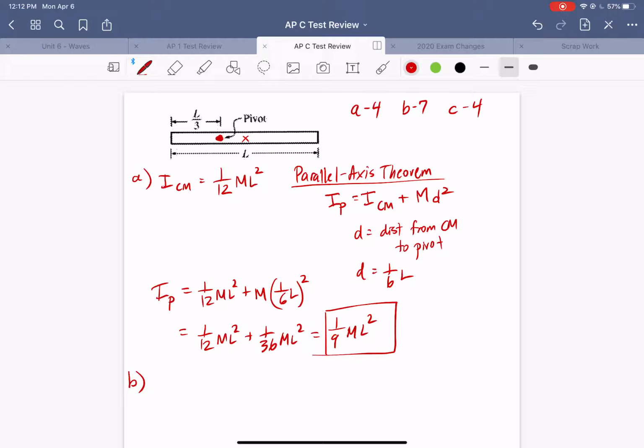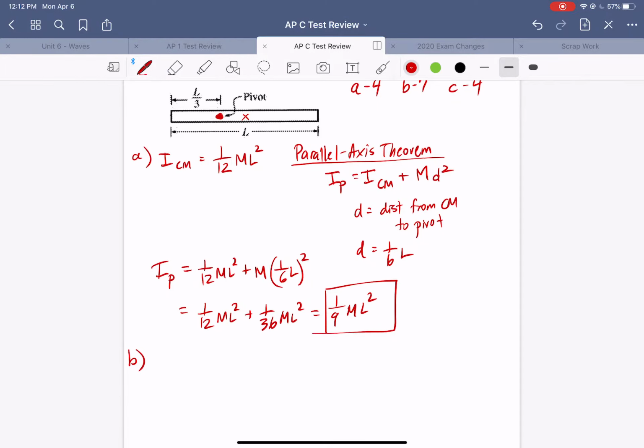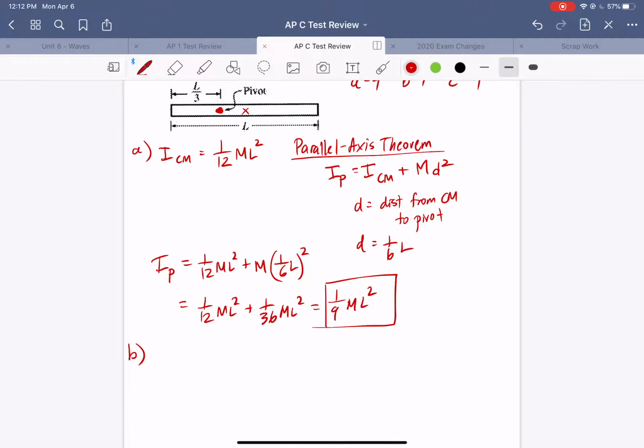Part B says that we release this thing and let it swing downwards, and we want to know how fast the tip of this bar is moving when it swings through the vertical position. So this is a conservation of energy problem. We have gravitational potential energy being converted into kinetic energy. What we have to realize here is that for a rotating object, the change in its potential energy can just be determined by looking at what happens to its center of mass.